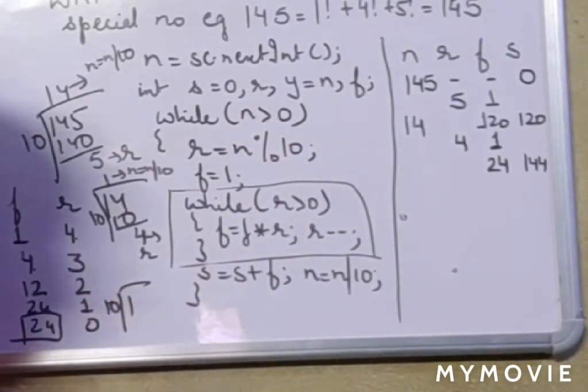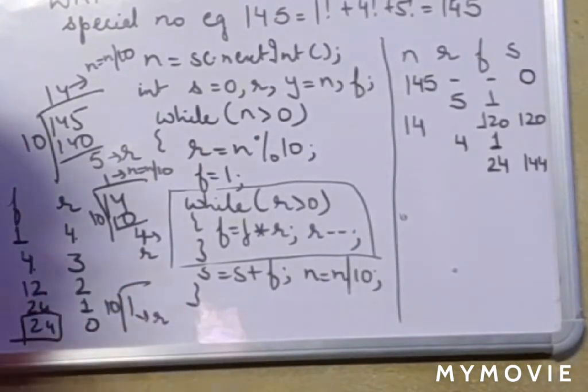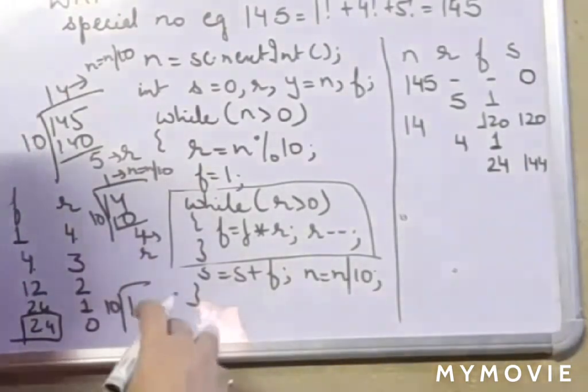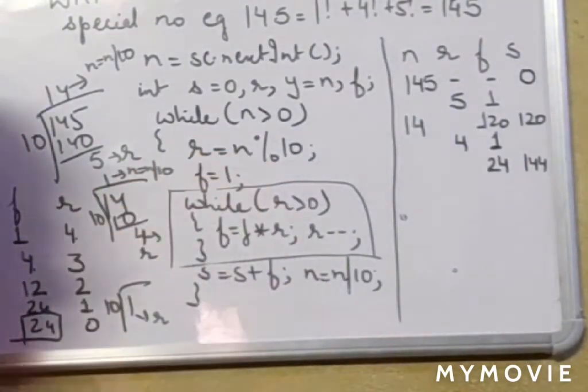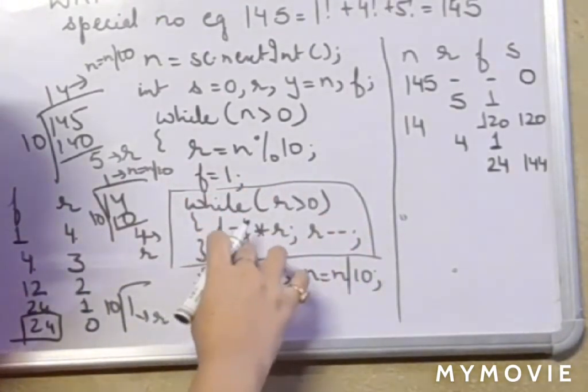Does 1 come in the table of 10? No. So 1 is the remainder. The number which doesn't come in the table of 10 becomes the remainder. So r is 1, f is 1 again, re-initialized to 1. 1 is greater than 0, f is 1, r is 1.